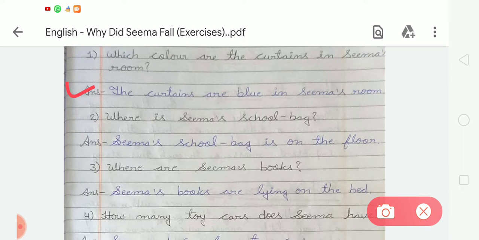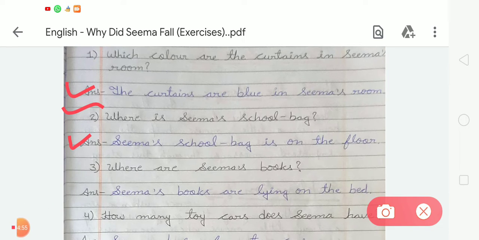Okay student. Now the second question, question number 2: where is Seema's school bag? Students, the answer will be: Seema's school bag is on the floor. Student, what is the spelling of floor? F-L-O-O-R, floor. Okay. So Seema's school bag is on the floor.